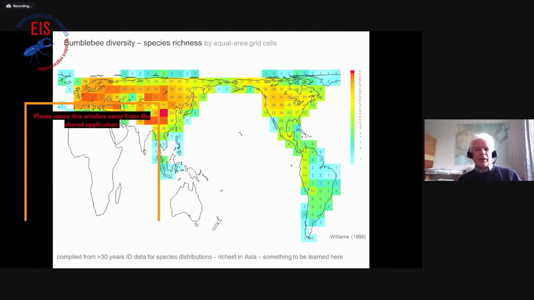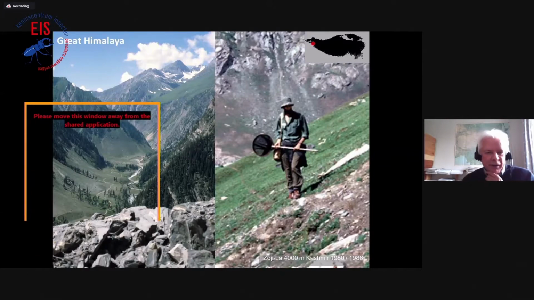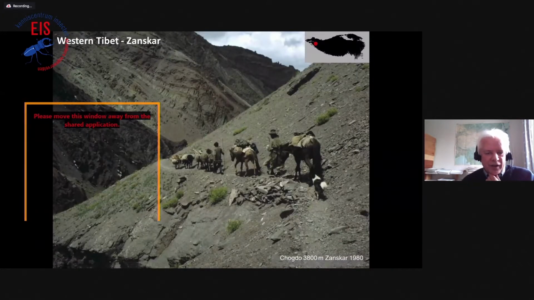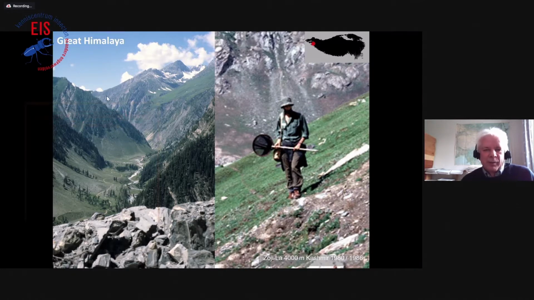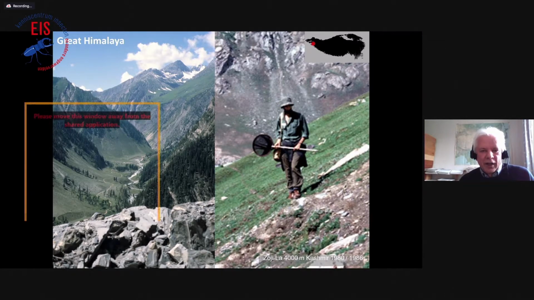And it just crossed my mind that this probably suggests that there is something we can learn from Asian bumblebees. My experience of Asian bumblebees really started in 1980 when I was working in Kashmir, Himalaya. This is a picture on the left of the Great Himalaya, a very spectacular habitat for bumblebees, with lots of species and a high density of bumblebees.